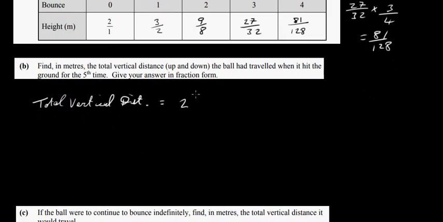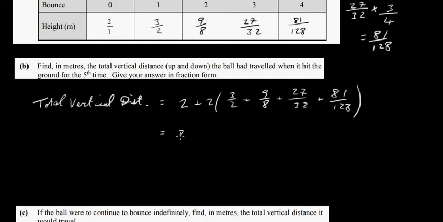So it's going to be 2 plus twice 3 over 2 plus 9 over 8 plus 27 over 32 plus 81 over 128. So when you do that, you get, well actually, you'll get 653 over 64. And remember, you have to give your answer in fraction form. Whenever you write down an answer, just go back and read the question just to make sure you're giving the answer in the way that they've actually asked you to give the answer.